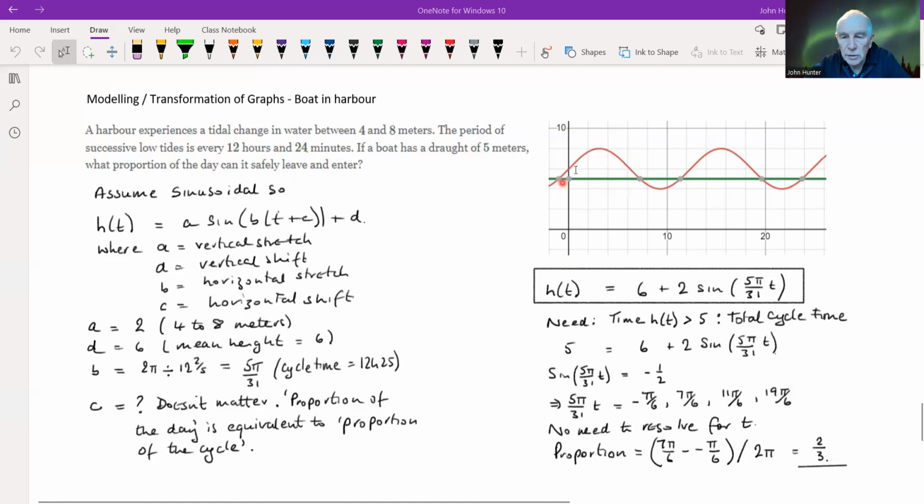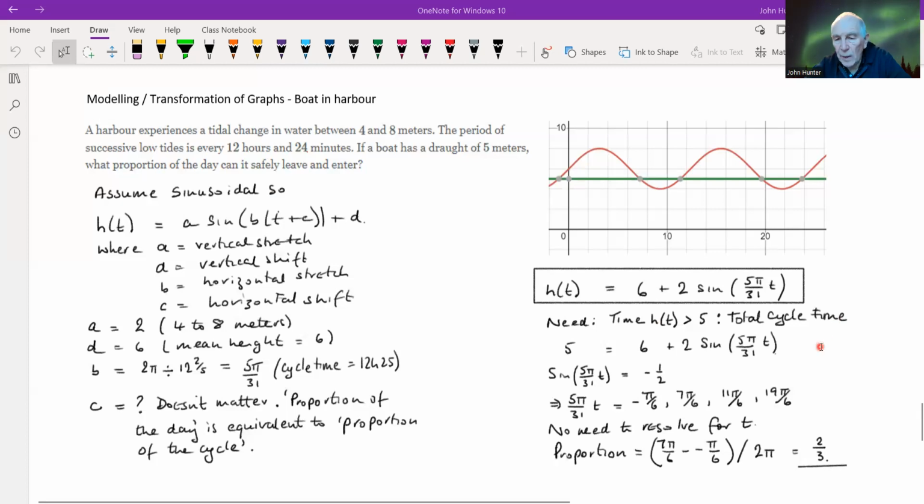Okay, so here's the curve, and here is 5 meters. What we're wanting is this distance here divided by this distance here. That's the bit above, and this is the whole cycle. So that's what we need there.